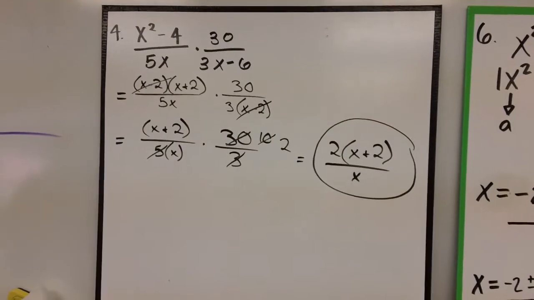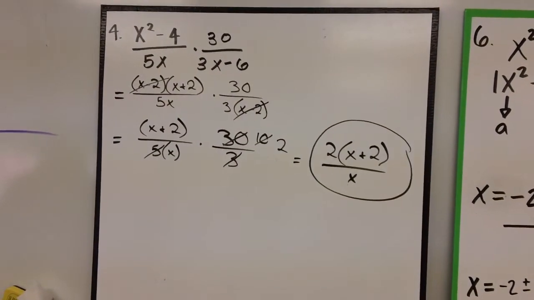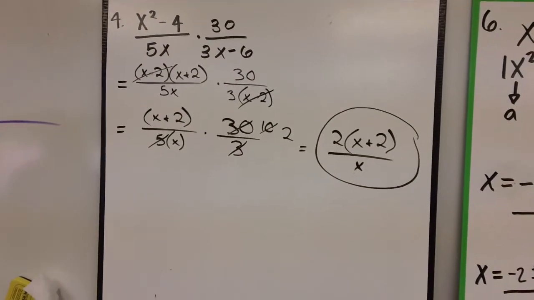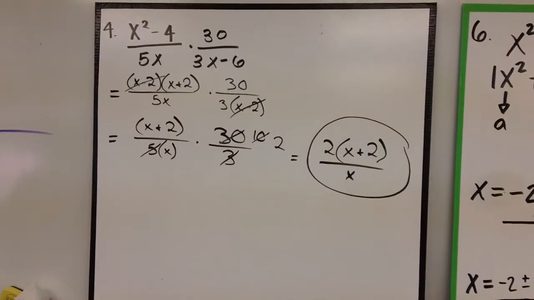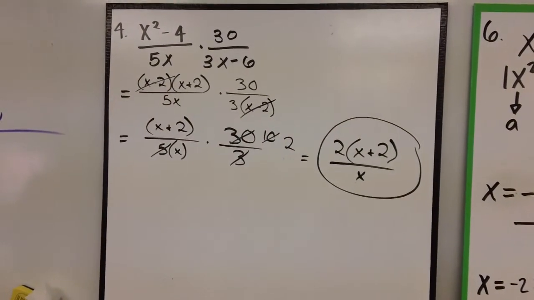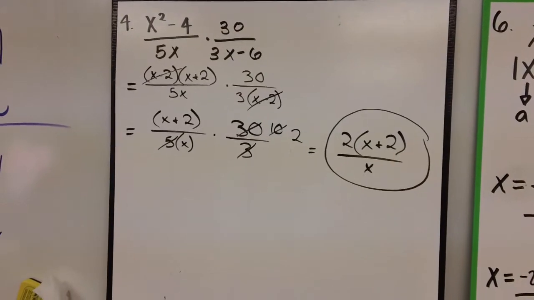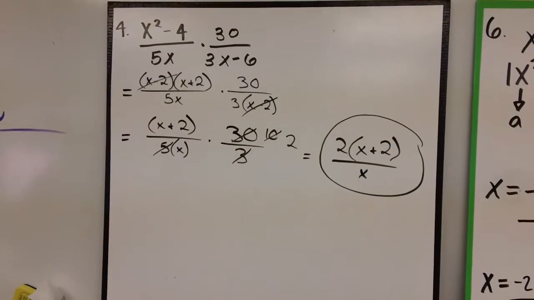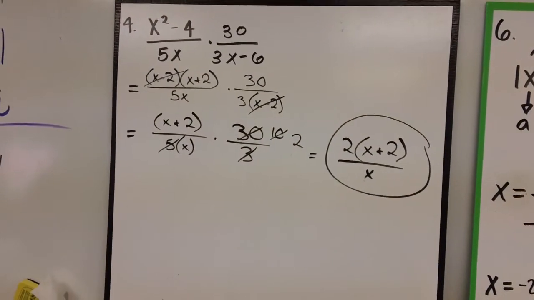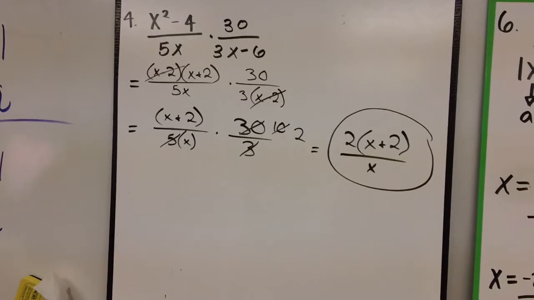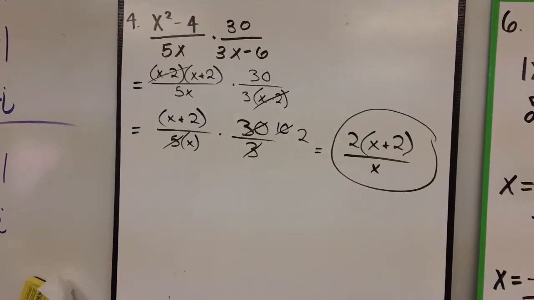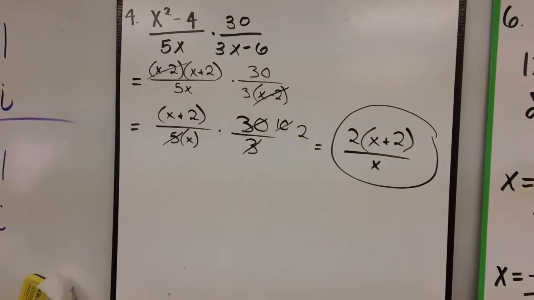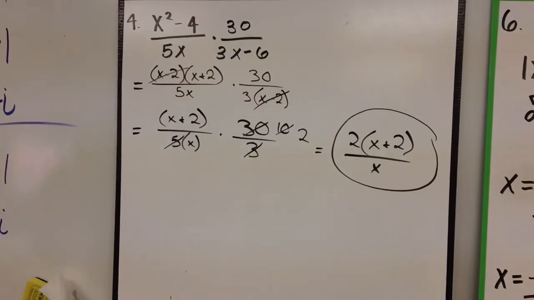And then the x minus 2 and the x minus 2 cancel out, and you get x plus 2 over 5x, which can be split into 5 times x, and 30 over 3, and the 3 and the 30 can be divided to have 10 over 1, and the 5 and the 10 can be divided, so the 5 disappears and the 10 goes to 2, and it all comes out to be 2 parentheses x plus 2 over x.